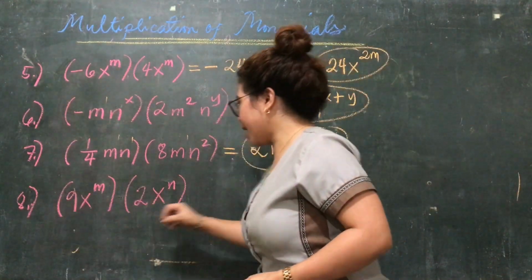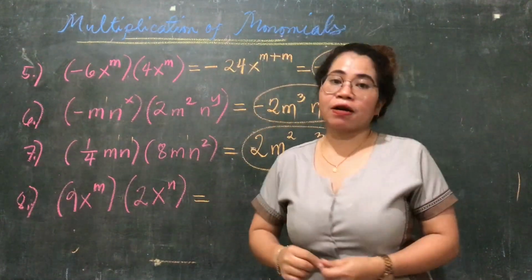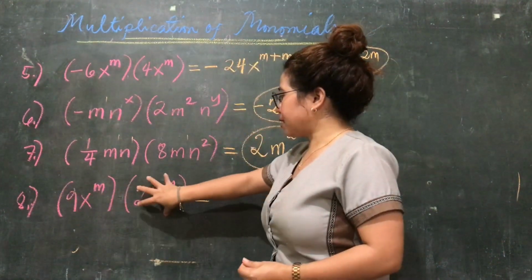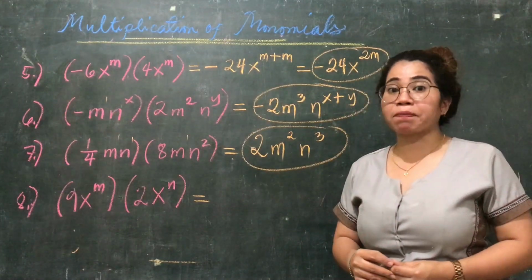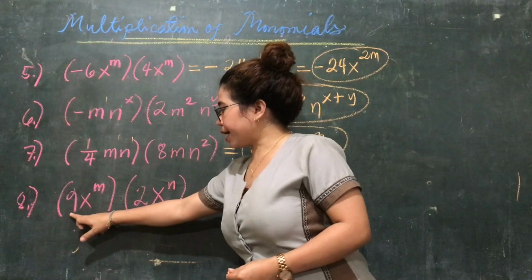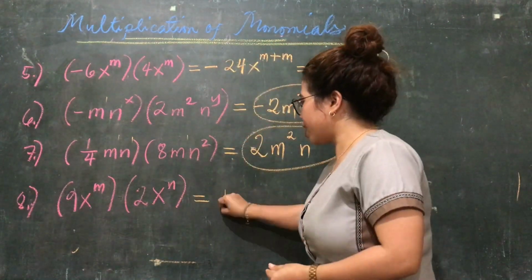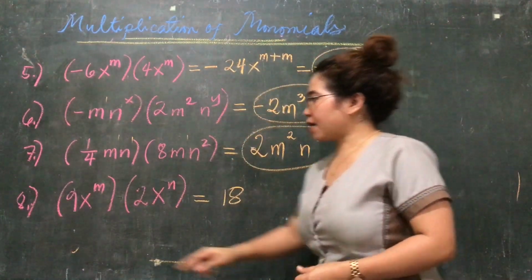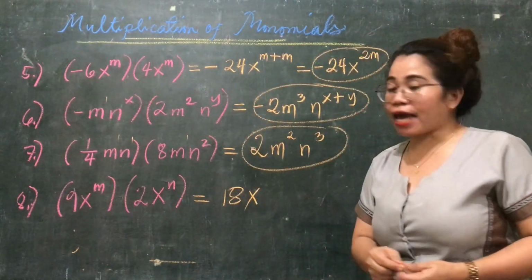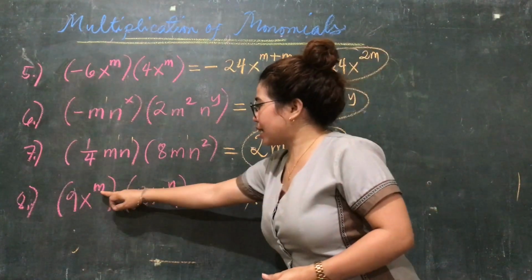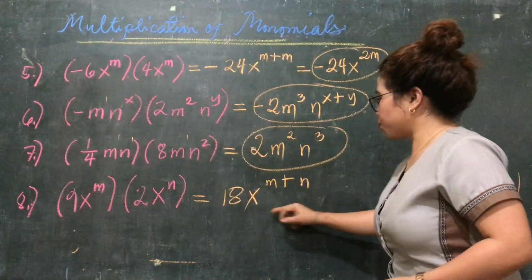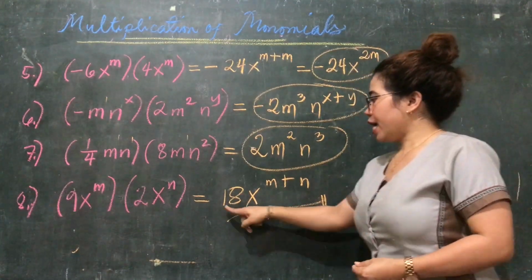Diri ta sa number 8. Mag-una ta sa coefficients. Obviously, puros positive. Positive ang duha, that means positive ang answer. Let's go with coefficients. Ang 9, i-times ng 2, the answer is 18. And then, ang variable nga x, naa tay variable nga x diri, just copy the x. And then, i-add lang nato ang duha, m plus n. So, this is the answer.